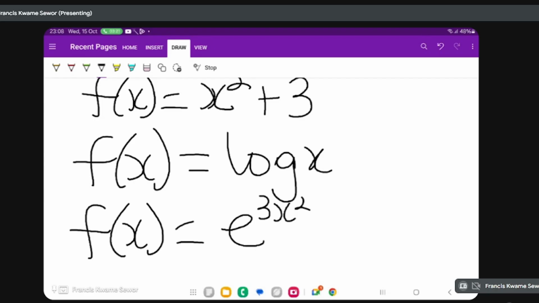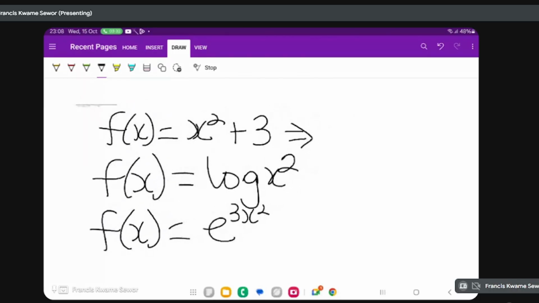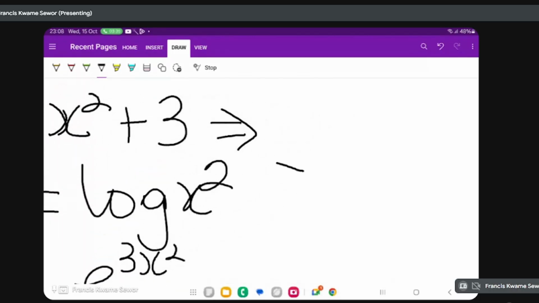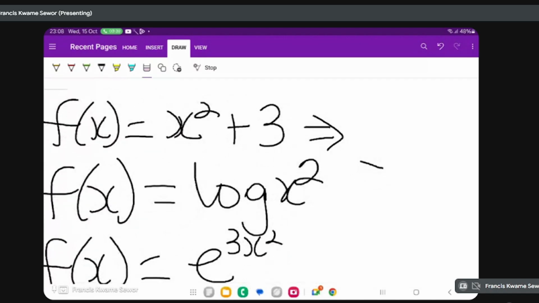For the first one, what's the answer? Yeah, 2x. So the answer for this one is 2x. Fine. Now the next one.